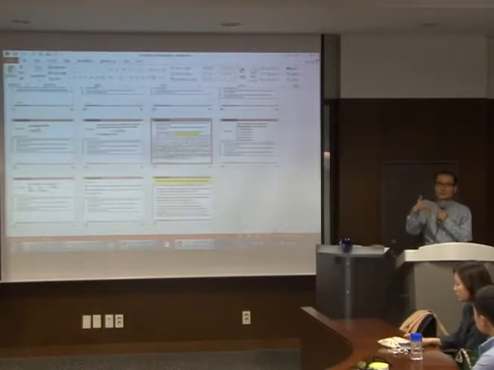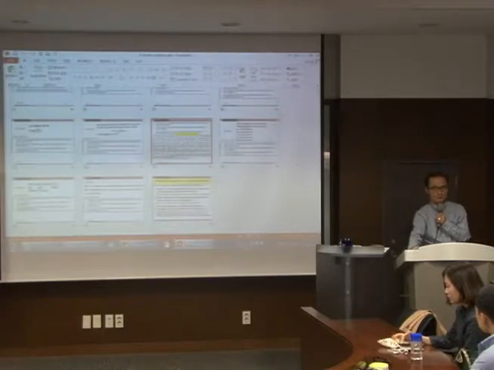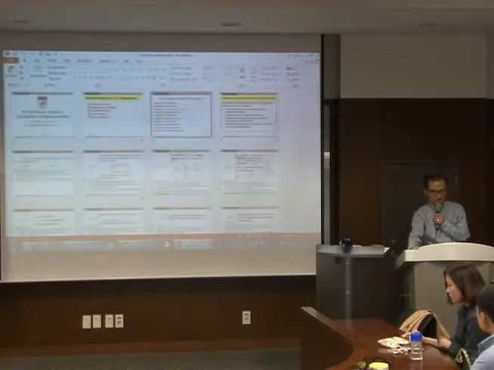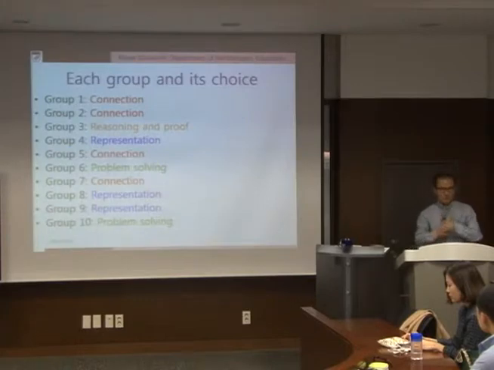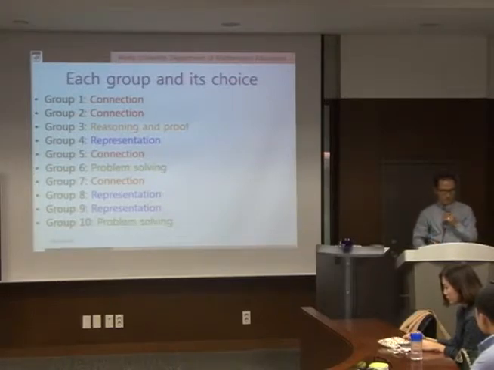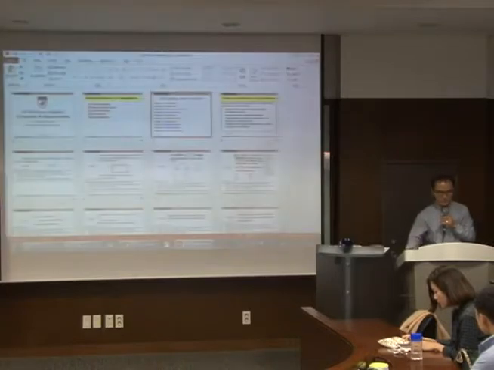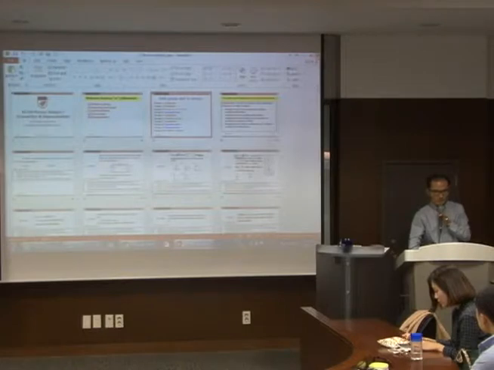Then I'm going to finish connection and representation. Do you have any other question regarding connection and representation? As you can see, 7 groups worked on connection and representation. The other three groups worked on problem solving, reasoning, and proof. I'm going to review problem solving as well as reasoning and proof. Before going further, any other question?